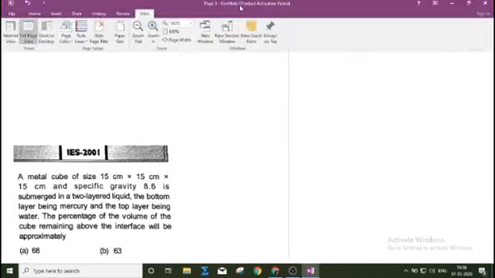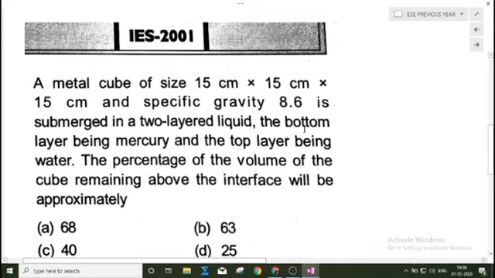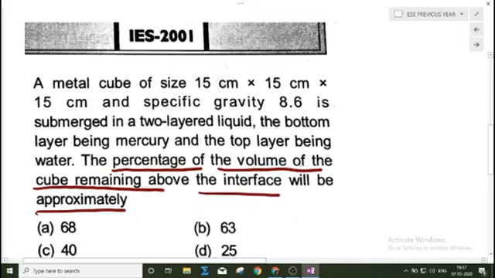So now this is the third problem. See this problem. This is an IS 2001 problem. A metal cube of size 15 centimeter is given to you, and the specific gravity of the metal is 8.6. It is submerged in two layers of liquid. It is asking what is the percentage of the volume of the cube remaining above the interface. You have to find out the approximate value.